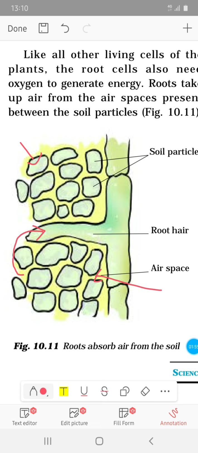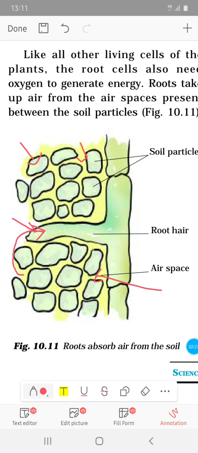At times if we overwater the plants, what happens is that the air spaces between the soil particles are filled with water, and the plant roots do not get enough air and they are unable to breathe.